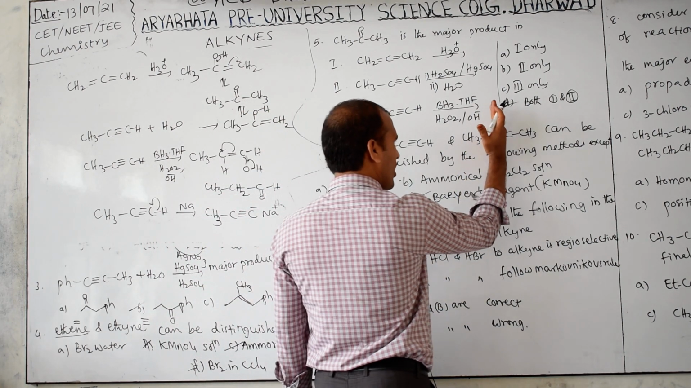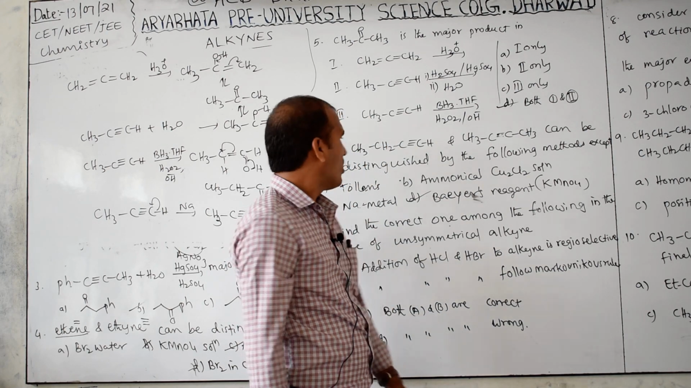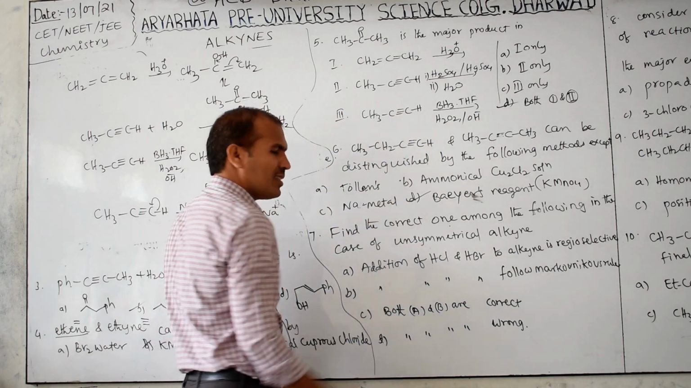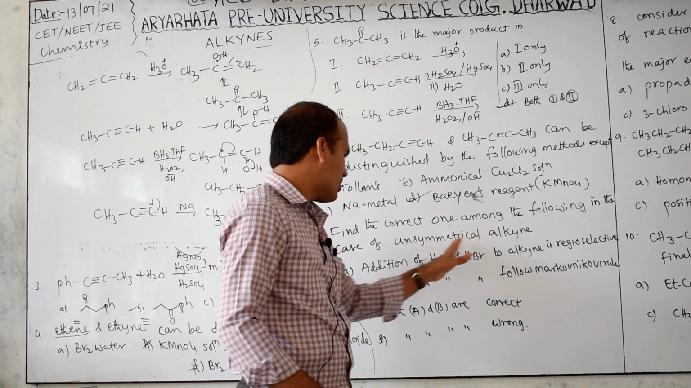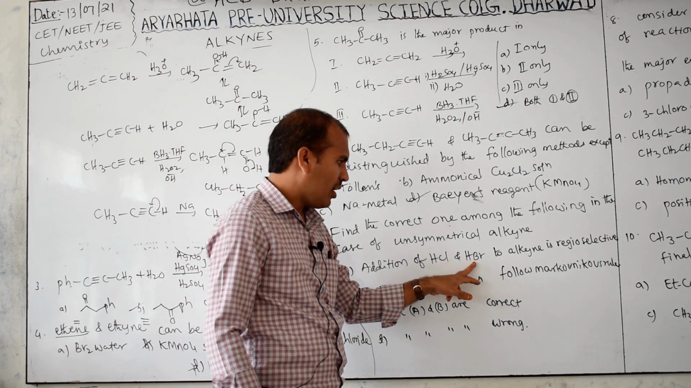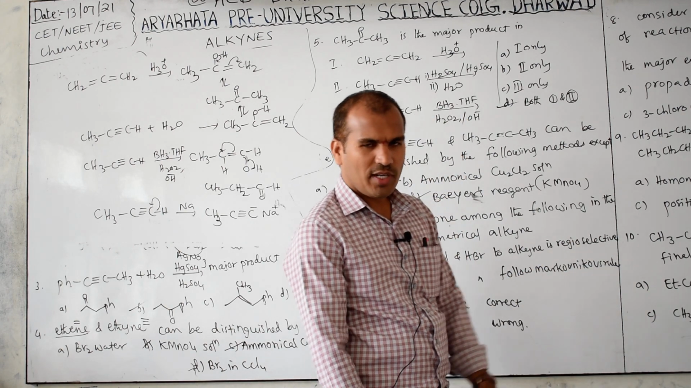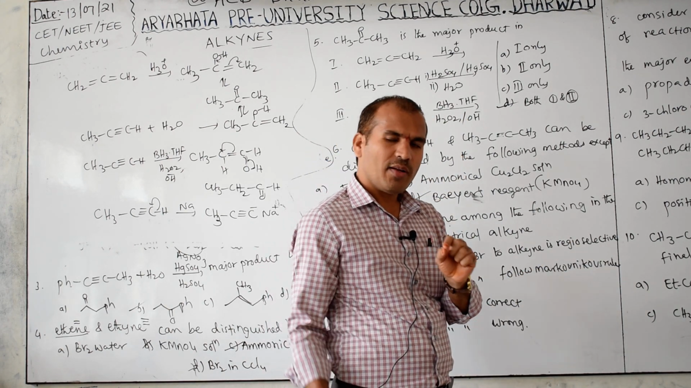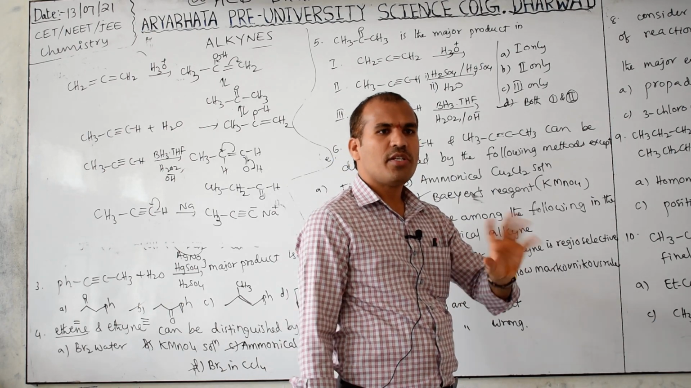This alkyne, if you cut, then you will get equal parts, symmetrical. If you cut like this, what is this? Unsymmetrical. Then, in unsymmetrical alkyne, addition of HCl and HBr to the alkyne shows regioselectivity. Regioselectivity means what is it? That Cl minus or Br minus attacks a region.